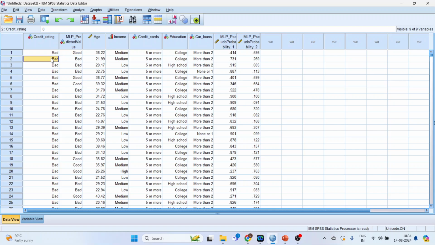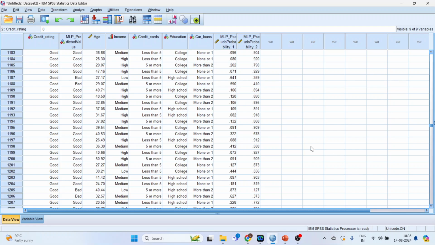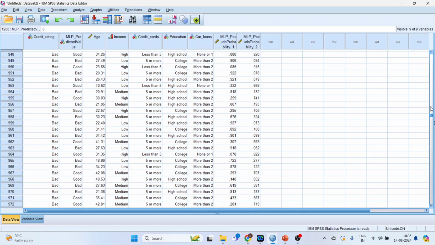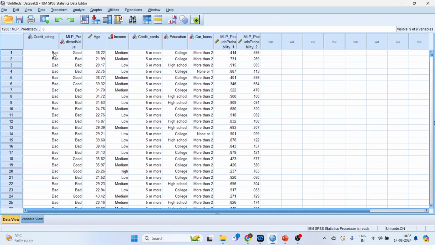Actual data, credit rating is bad. The prediction done by the model is also bad. So this is correct classification. Let's take this case. The actual credit rating of the customer is good. The prediction done by the model is good. So this is also correct classification. Now let's see this. The actual credit rating of the customer is good. The prediction done by the model is bad. So this is misclassification. So good, bad is misclassification, and bad, good is also misclassification.